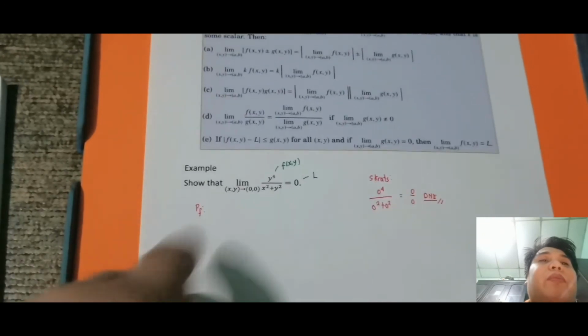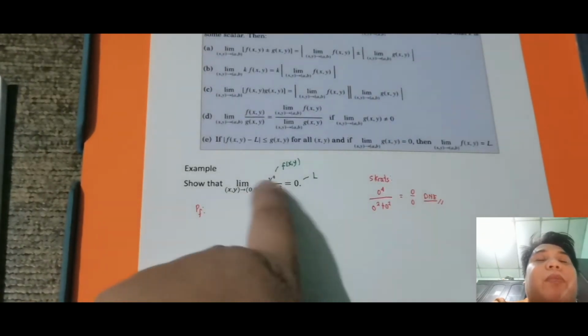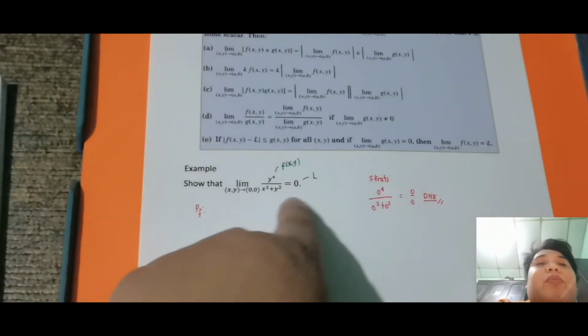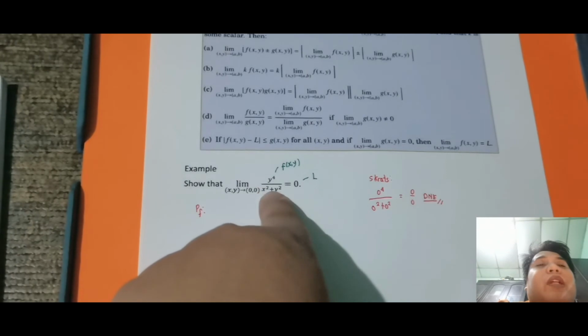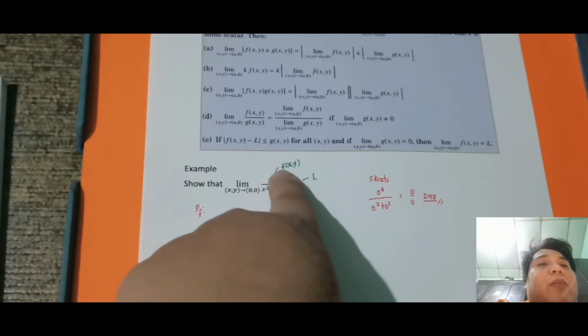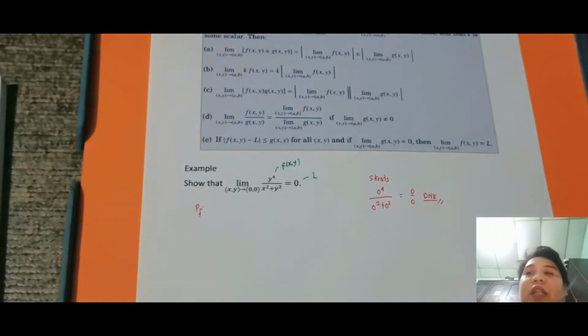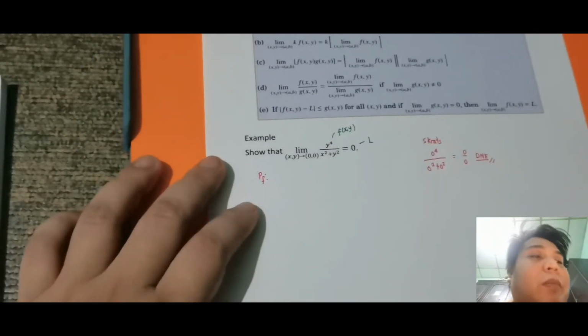Okay, so now, goal natin is ito yung f of x comma y. Ang goal natin is mapakita natin na siya ay something less than or equal sa something na papunta sa 0. So kung ito yung buong function natin, yung y to the fourth over x squared plus y squared, yan yung f of x comma y. So kailangan natin magkaroon ng g of x comma y. Kumbaga, magkakaroon tayo ng konting observation dito.